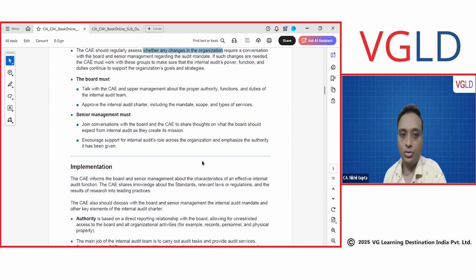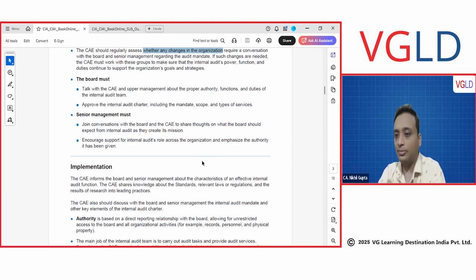What must the board do? The board must talk with the CAE and upper management about the proper authority, functions, and duties of internal audit. Approve the internal audit charter, including the mandate, scope, and type of services. What does senior management need to do? Join the conversation with the board and the CAE to share thoughts on what the board should expect from internal audit as they create its mission.